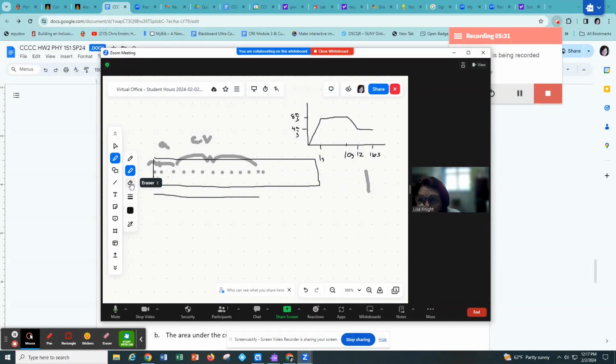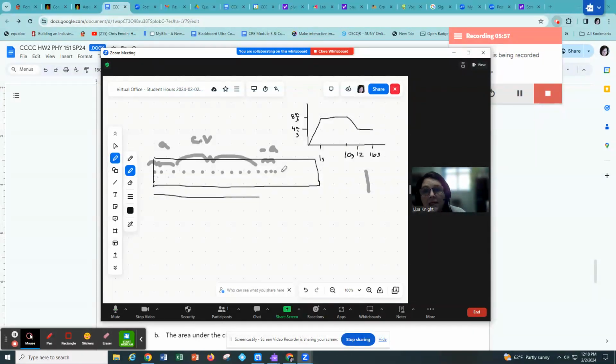Actually, let's make this a little... I'm going to get closer, like here. Like that, get closer. So it's decelerating. It's a negative acceleration in this particular instance. And then it is going to travel at a constant speed and it's much slower.